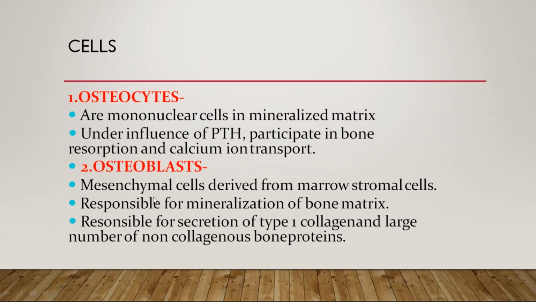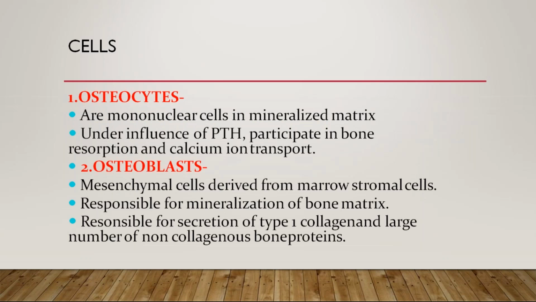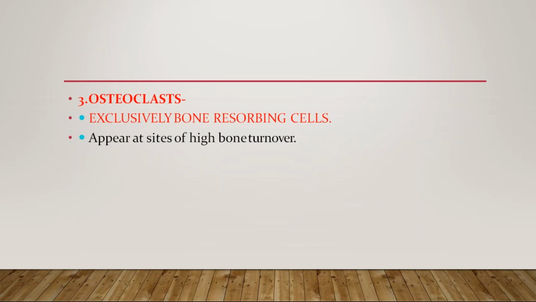Osteoblast cells, these are mesenchymal cells which are responsible for bone matrix, and these osteoblast cells secrete type 1 collagen and non-collagenous bone proteins. Because osteoblasts, just remember, are bone forming cells. Osteoclasts are the bone resorbing cells. Osteoblasts are bone forming cells and osteoclasts are bone resorbing cells.